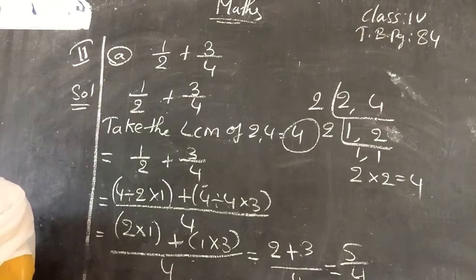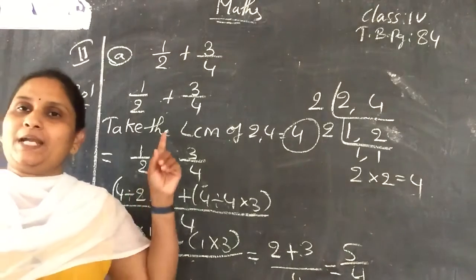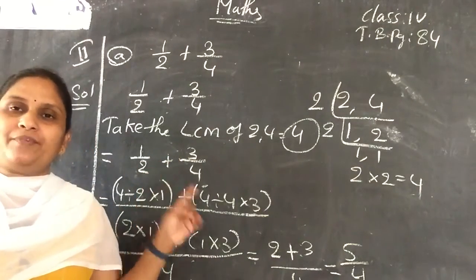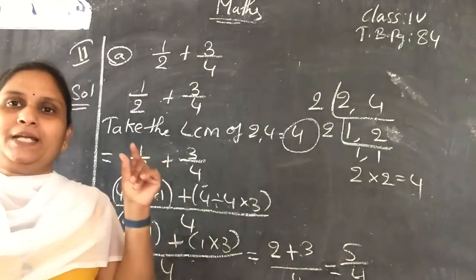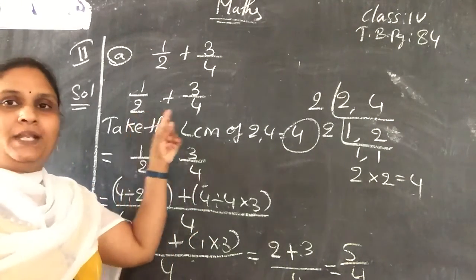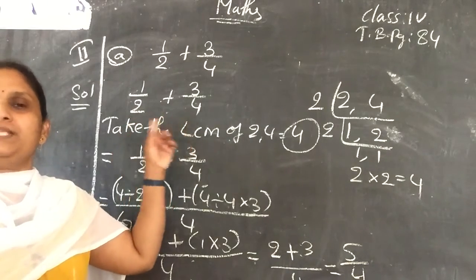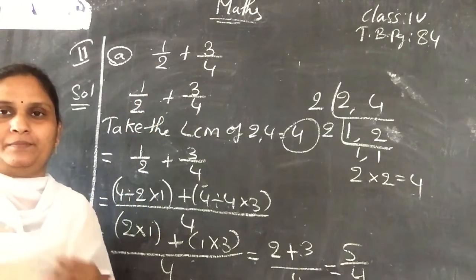Unlike fractions: when you are doing additions or subtractions, first, for these unlike fractions, the denominators have to be taken for the LCM. After doing the LCM, that LCM number will be obtained. Then check how many times that number divides each denominator, and multiply that by the numerator.